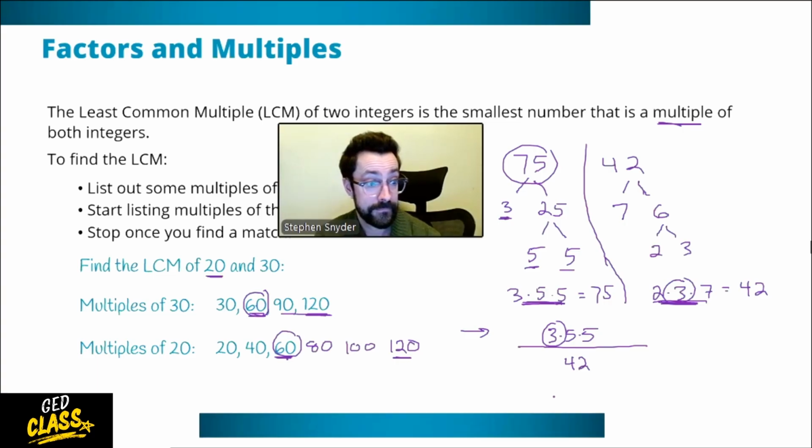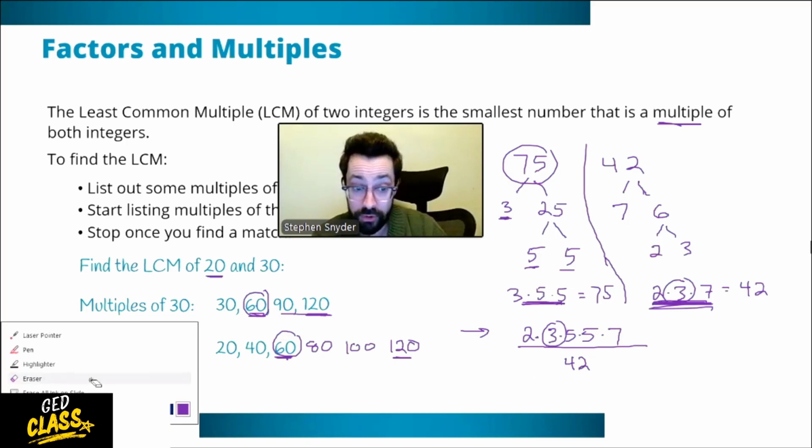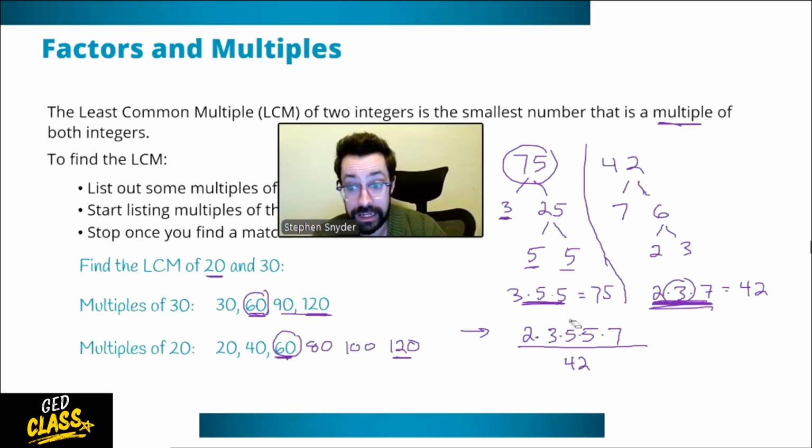Well, here's the thing. I got to have a 2, right? Because I need to have a 2 to be able to divide by 42, and I gotta have a 7 in order to also be able to divide by 42. Exactly. So y'all, give me a Y in chat if that makes sense. I don't have to put another 3 in here because I already got the 3. I don't need to have 2 3s. Neither of my numbers need 2 3s. So I just need 2 times 3 times 5 times 5 times 7.